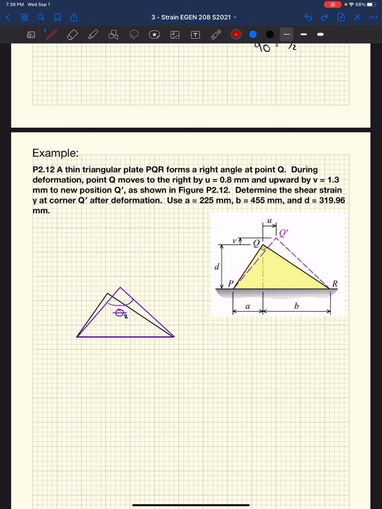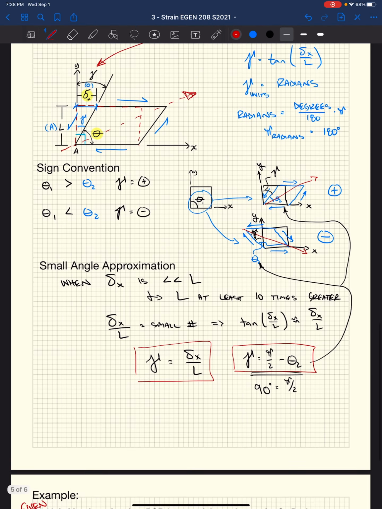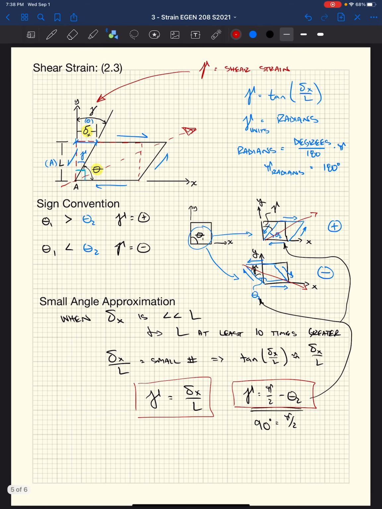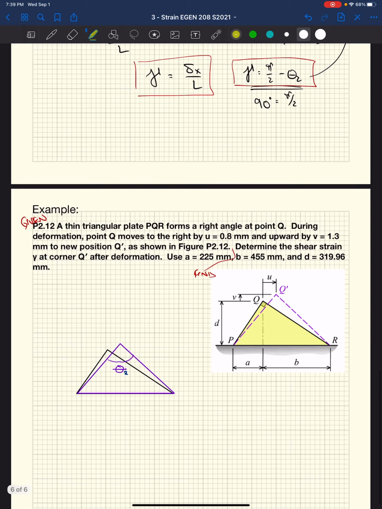So determine the shear strain. Now we have our find; this is our given. It says determine the shear strain gamma at corner Q prime after deformation. Well, if we're looking at the corner at Q, that's essentially saying that our corner Q is our corner at A. So we're interested in what that angle is doing at Q.